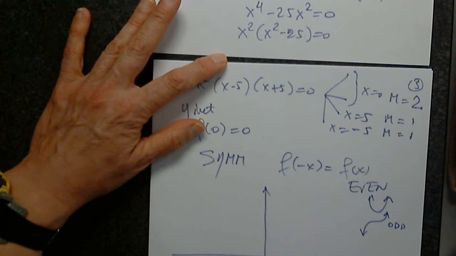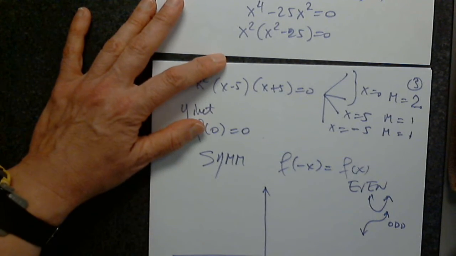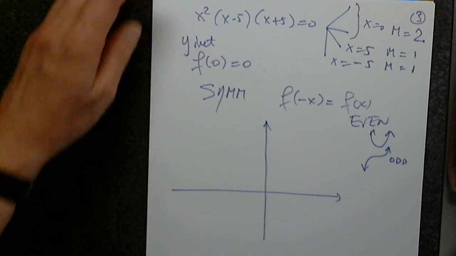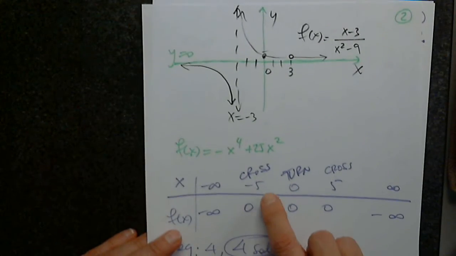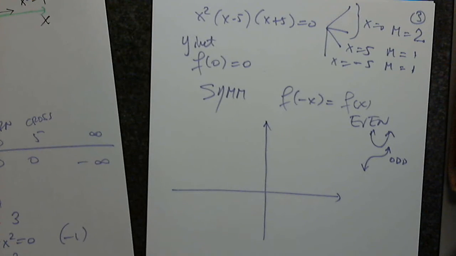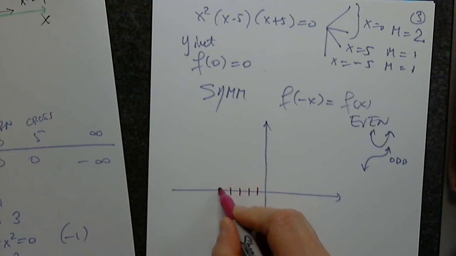And I see a vertical asymptote and then something that crosses. So please, no asymptotes, polynomial function. Okay, so I'm going to plot (-5, 0), (0, 0), and (5, 0). That's the first step.